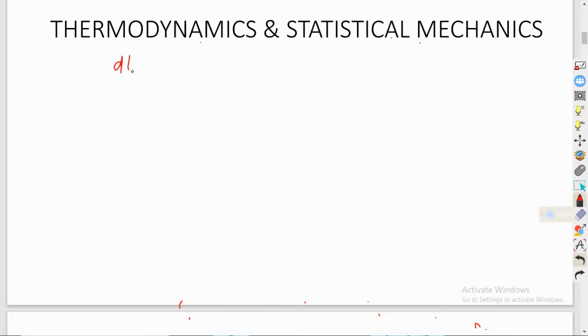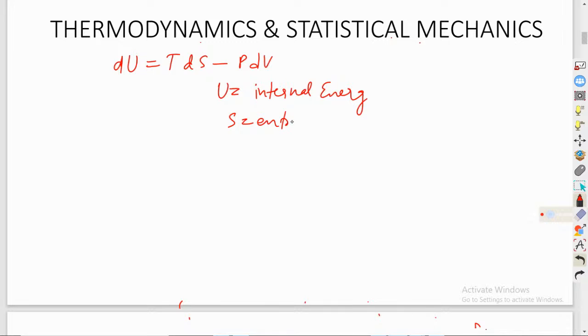As you know, dU is equal to TdS minus PdV. Here U is the internal energy, S is the entropy, V is the volume, T is the temperature, and P is the pressure.